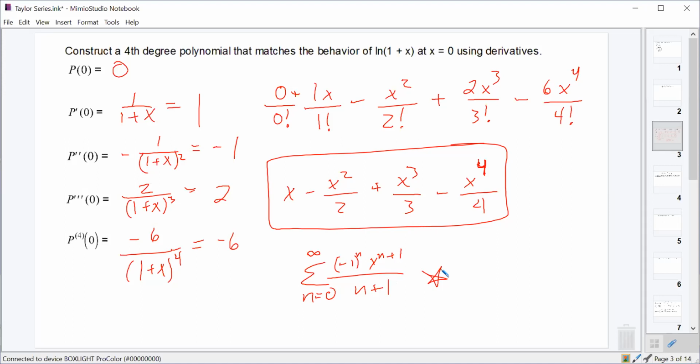And so we should be able to note that if we extended this out forever, the same exact thing would continue to happen. We get plus x to the fifth over 5, minus x to the sixth over 6, and so on. And either way that you do this, you're going to get the same thing, whether you integrate 1 over 1 plus x or whether you construct it using the Taylor polynomial or the Taylor series form. Good or no?